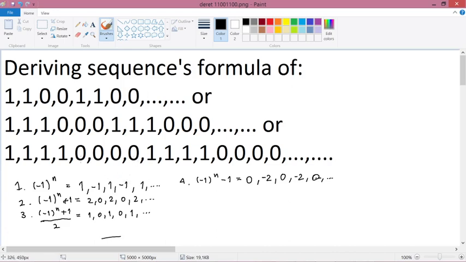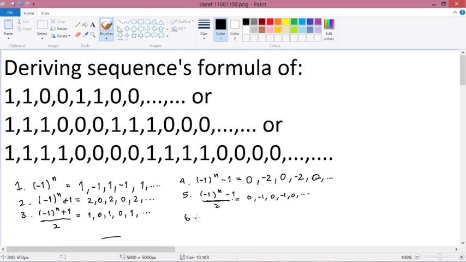And in the fifth equation, how about we divide all of this by 2. It will become 0, 1, because 2 divided by 2 is 1, and 0 divided by 2 is 0, and so on. So in the fifth formula we divide 1 minus minus 1 to the power n by 2, and it will become 0, 1, 0, 1, 0, and so on.